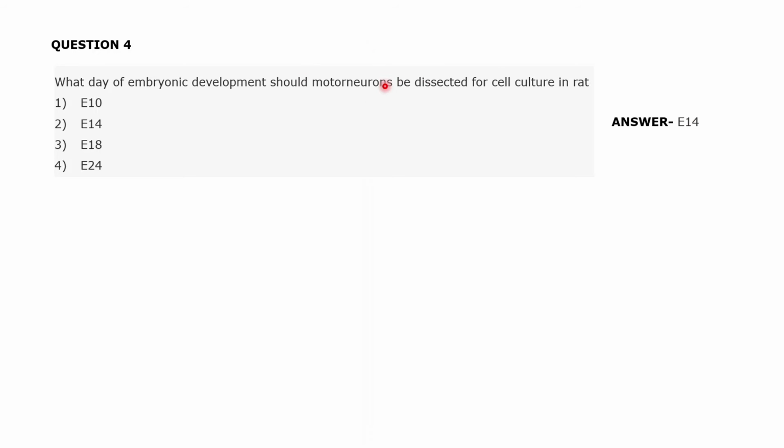So basically, motor neurons are present within the spinal cord or peripheral nervous system, right? So the nervous system is completely developed there, and there are motor neurons present. So E14 is possibly the best day where you can extract the motor neuron from the fetus. So you have to euthanize or sacrifice the mother, then you have to extract the fetus from the uterus of the mother.